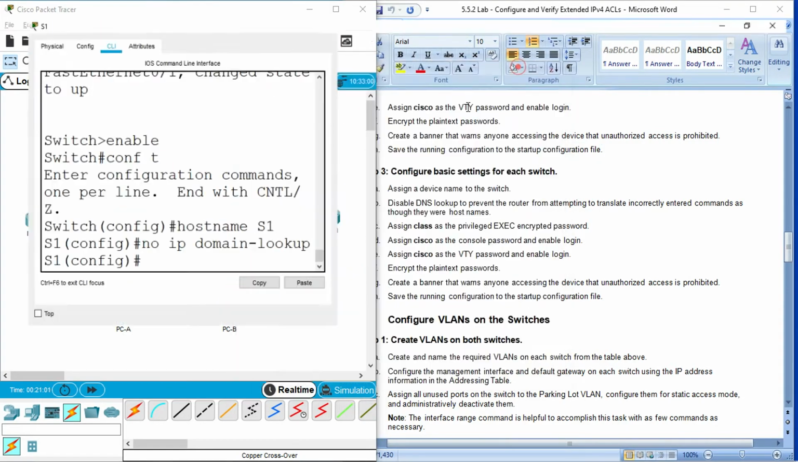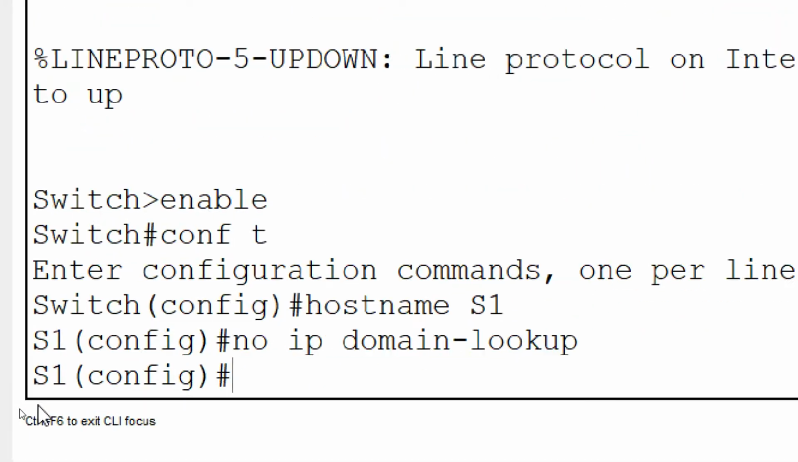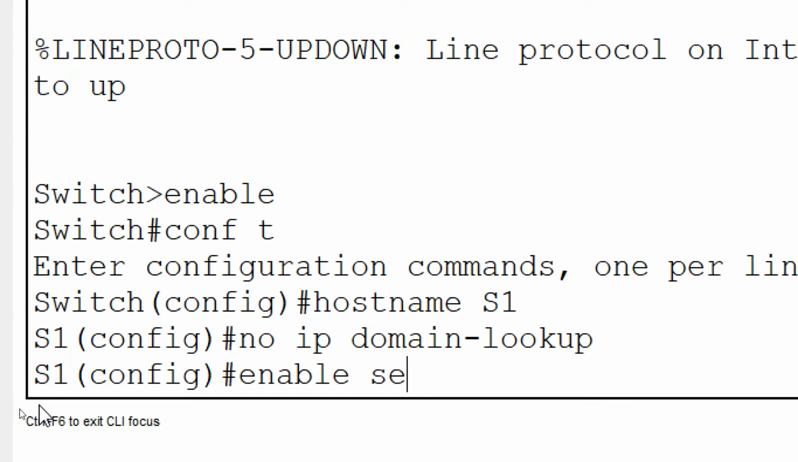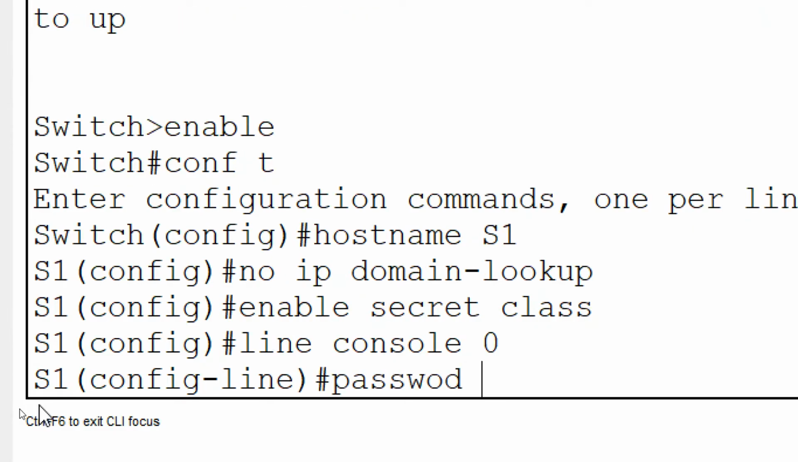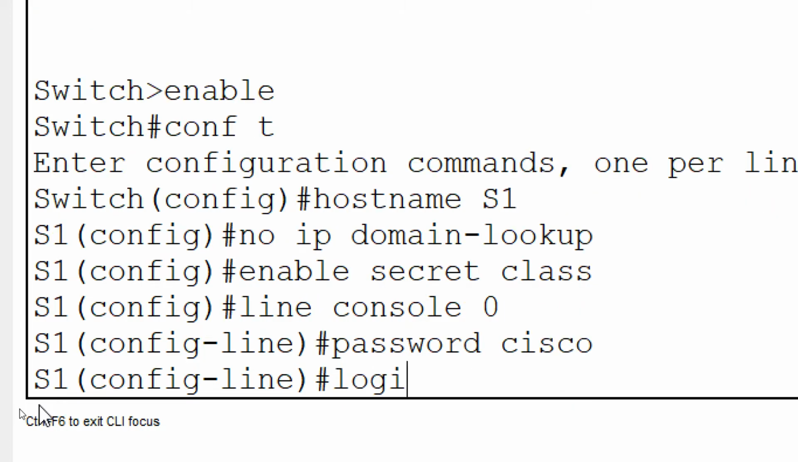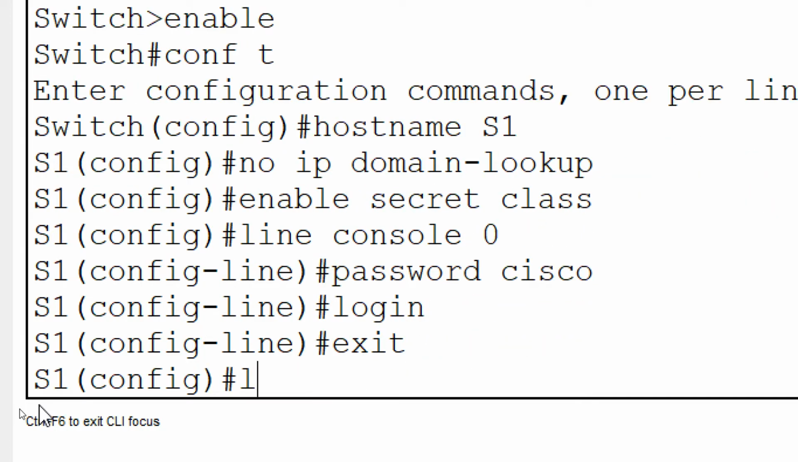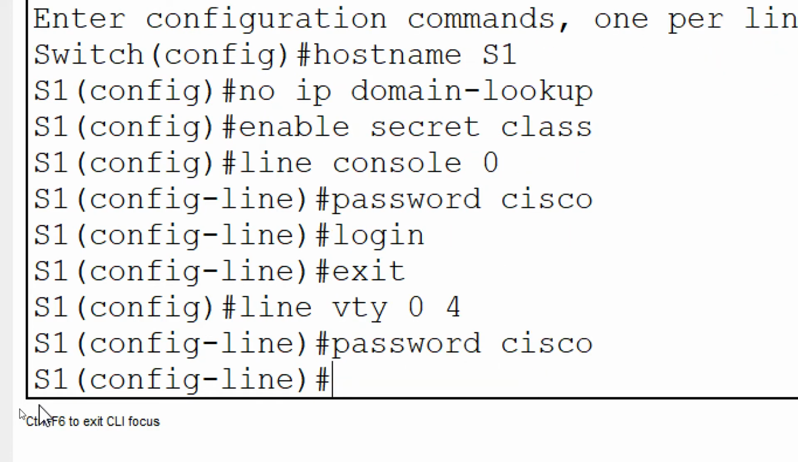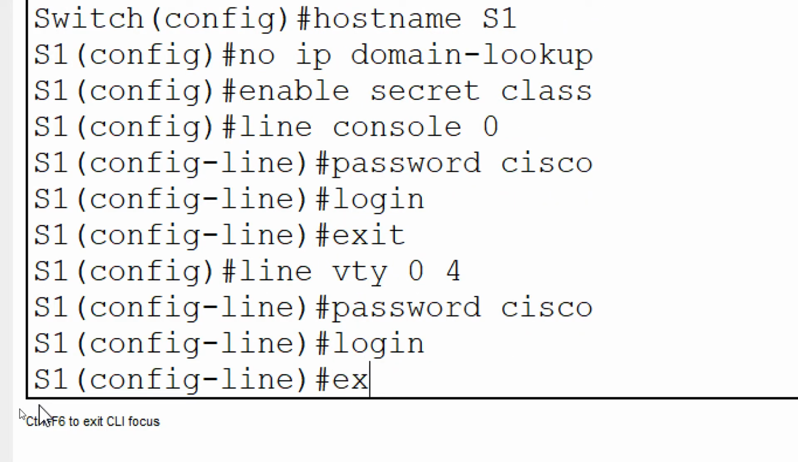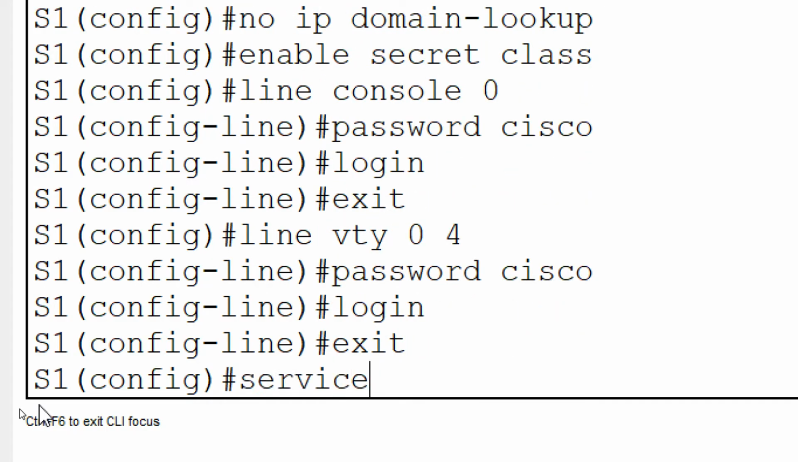Coming to S1, enable secret class. We will go to line console 0, then set the password as Cisco, login command. Exit and go to line VTY 0 to 4, set the password as Cisco, login, exit and set service password-encryption.